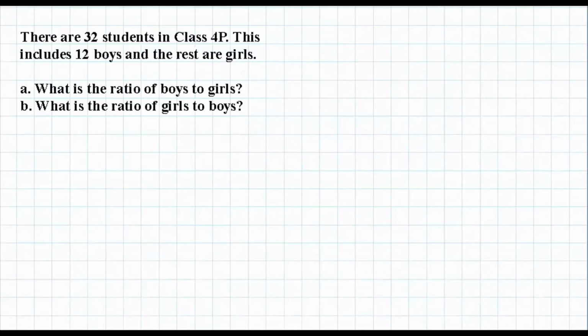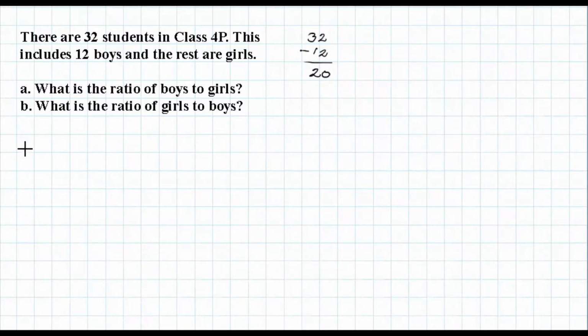Okay, so what we're going to do today is take a look at a few problems with ratio. Let's take a look at the first one. There are 32 students in a class and 12 of them are boys. The rest of them are girls. So let's find out how many girls we have in this class. That's going to be 32 minus 12, so that's 20. So there are 20 girls and 12 boys.